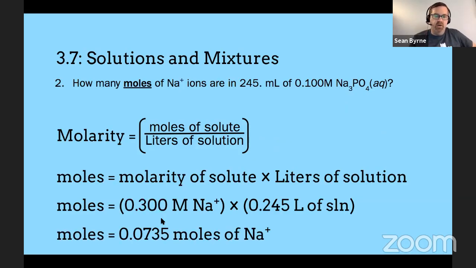Okay, and so when we plug that in, our final answer would be our number of moles of sodium ions is 0.0735 when I multiply those numbers together.